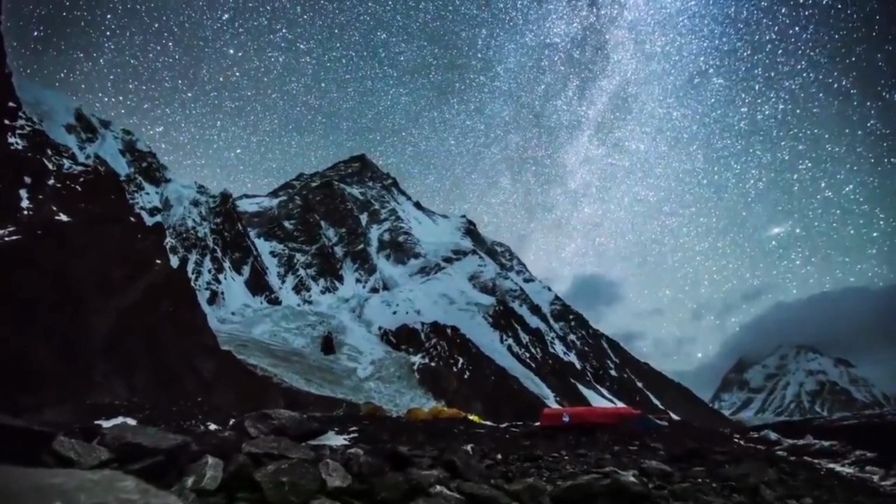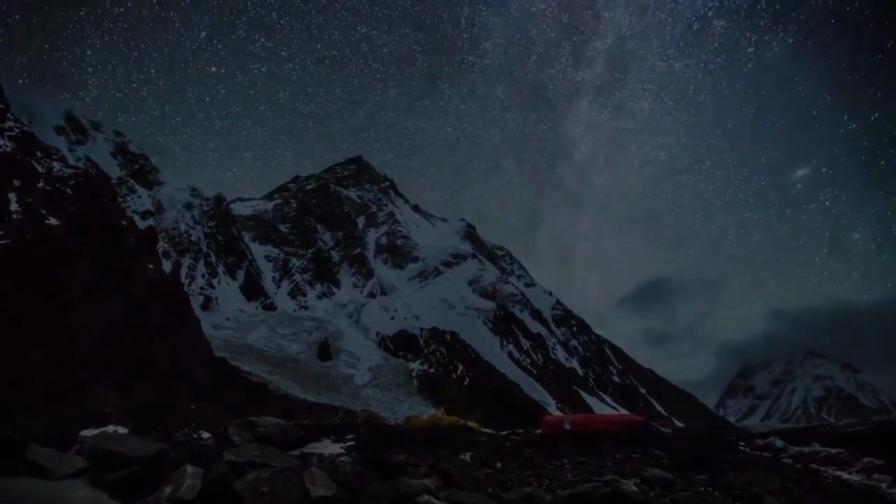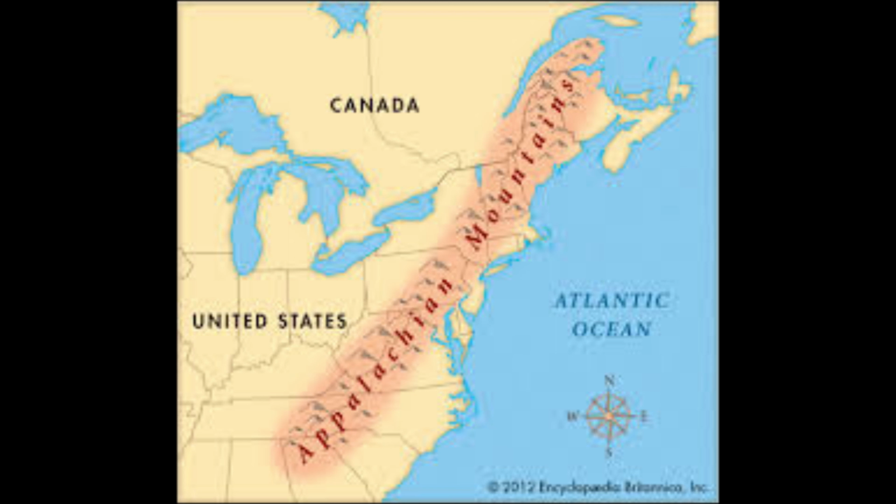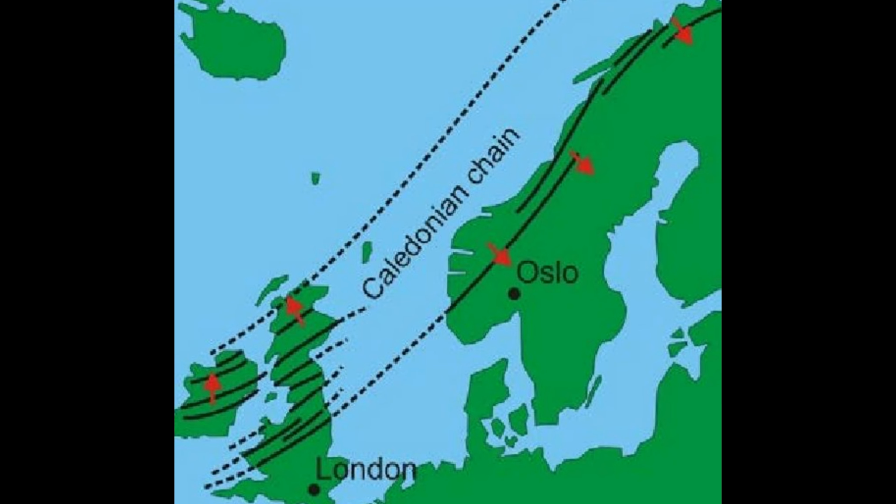But that long chain of mountains was broken in 2 by continental drift. One set of mountains is here in the US, we call them the Appalachians, on the East Coast. The same matching mountain range is called something else, the Caledonian Mountains, in Northern Europe.